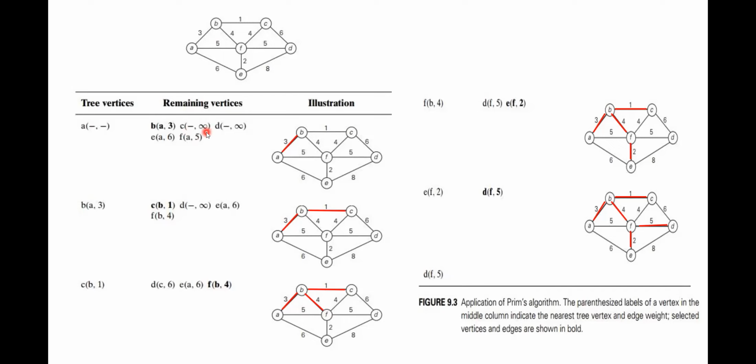If there is no direct link, the hyphen must be there because there is no direct reachability. From A to C, a direct edge is not there, and hence hyphen and infinity. Similarly, from A to D, can I reach? No, infinity cost. And from A to E, yes, with 6. A to F, yes, with cost 5. So this is how you have to write the options. From among the available options, we have to select the minimum edge. That is, I can reach from A to B with minimum cost 3. I will select this.